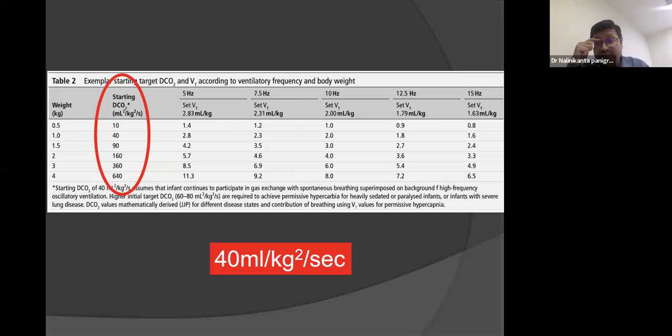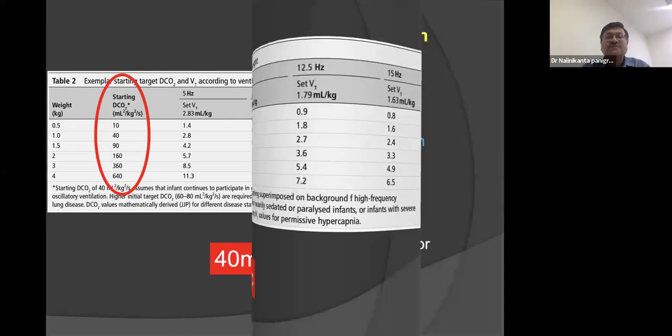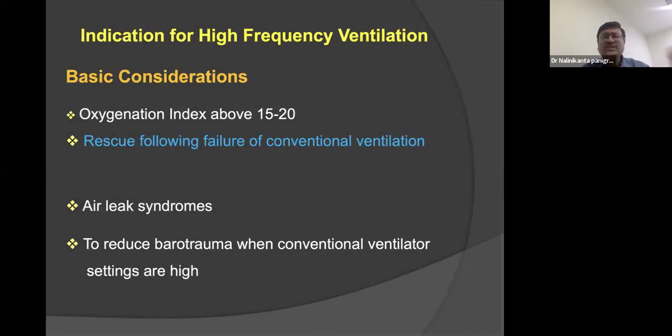The range should be 40 ml per kg squared per second. A 1 kilo baby is different, and a 2 kilo baby is different. This table is a guidance published in the Archives. You can go and see it, and apply it whenever you are applying HFO plus VG. So with this, I will close HFO VG.